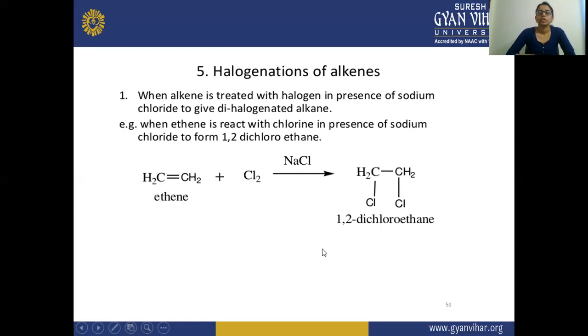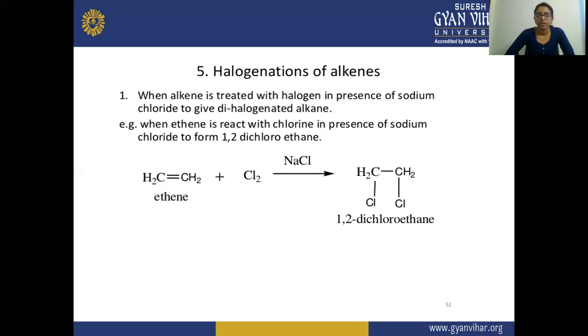Now the fifth reaction. Fifth reaction is your halogenation of alkene. Here when alkene is treated with halogen in the presence of sodium chloride, it gives a dihalogenated alkane. Meaning here two atoms of halogens are added to the alkene. For example, when ethene is reacted with chlorine in the presence of sodium chloride, it forms 1,2-dichloroethane.